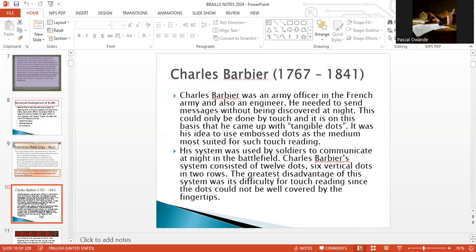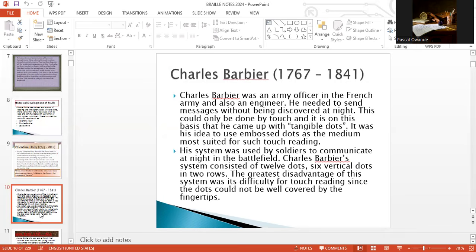And also, Charles was an engineer. He needed to send messages without being discovered at night, so this could only be done by touch. It is on this basis that he came up with tangible dots. It was the idea of Charles to use embossed dots as the medium most suited for such touch reading. His system was used by soldiers to communicate at night on the battlefield.